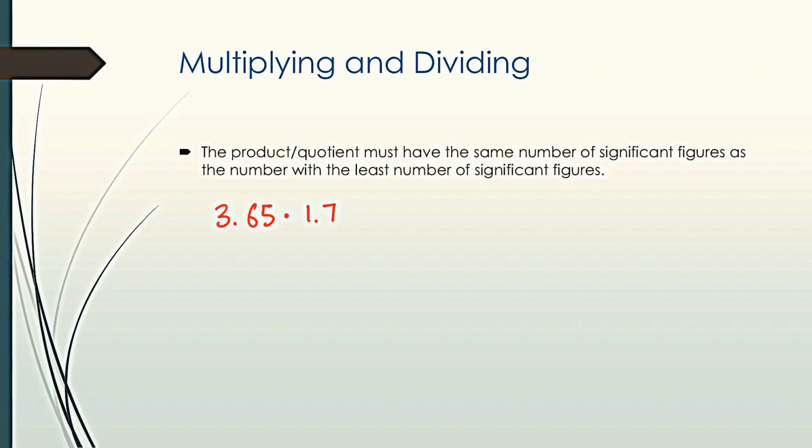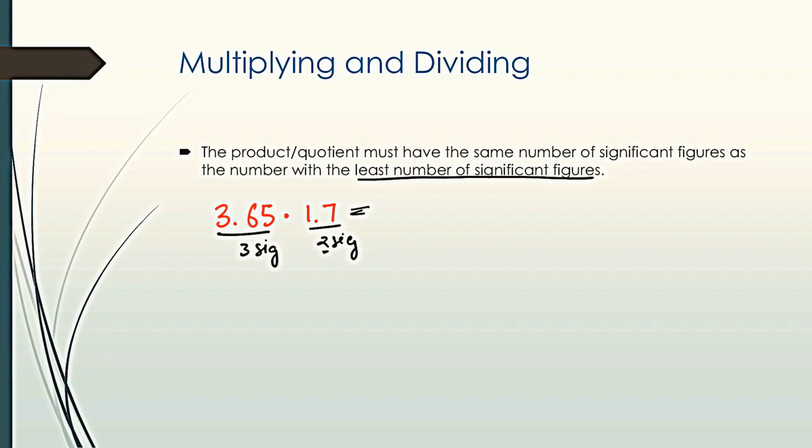Similarly, if we're multiplying two numbers that have different number of significant figures, like in this case, I've got 3 sig figs, and in 1.7 I've got 2 sig figs. And so how do I proceed when I'm multiplying two numbers that have different number of significant figures? Again, you go with your answer must contain the least number of significant figures, which in this case happens to be 2.